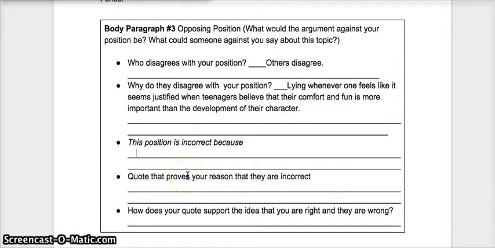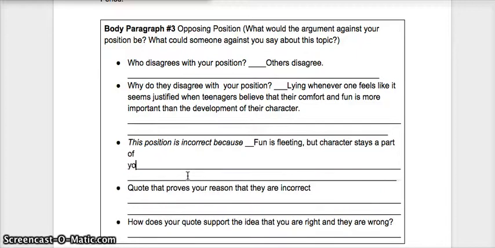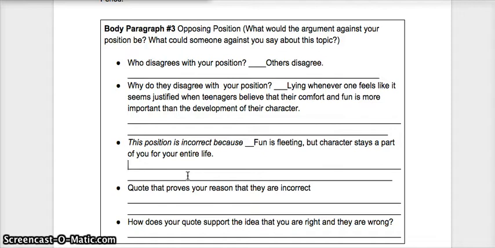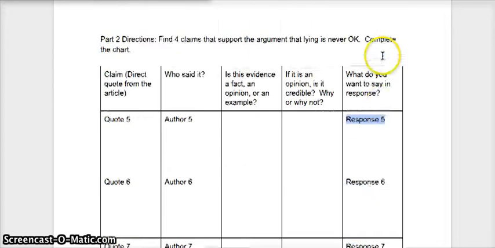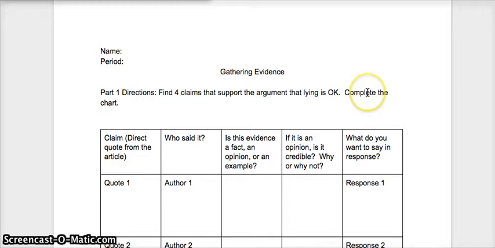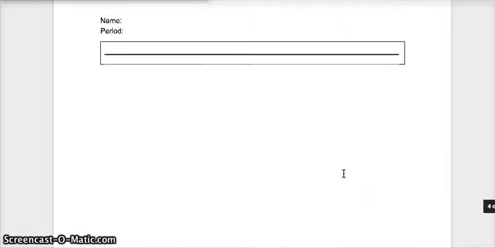This position is incorrect because fun is fleeting, but character stays part of you for your entire life. Now we need a quote that proves your reason that they are incorrect. That means you need to find me a quote that explains this. We don't have a quote for that here. Gathering evidence didn't have a spot for you to find that quote. So you need to go back to the articles and find that quote.